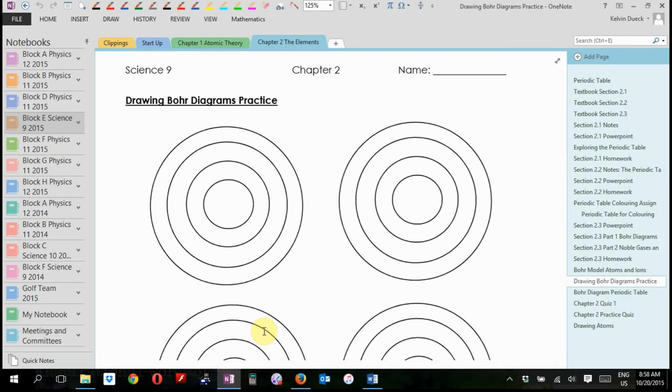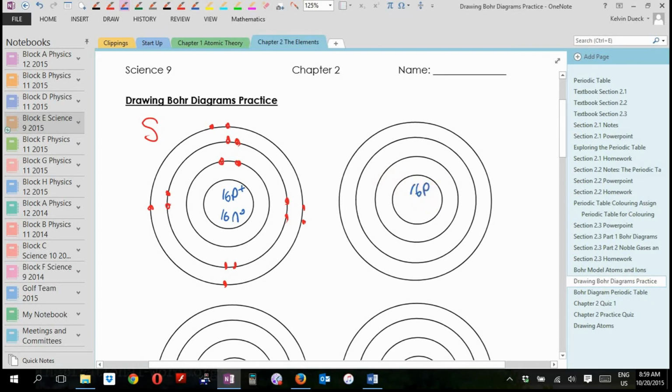Did we draw sulfur already? Okay, I'm going to really quickly do it again on this page here. What was sulfur? How many protons? 16 protons, 16 neutrons. And then it was 1, 2, 3, 4, 5, 6, 7, 8, 9, 10. 1, 2, 3, 4, 5, 6. There's sulfur. Let's do a sulfur ion. Protons don't change. Neutrons don't change.